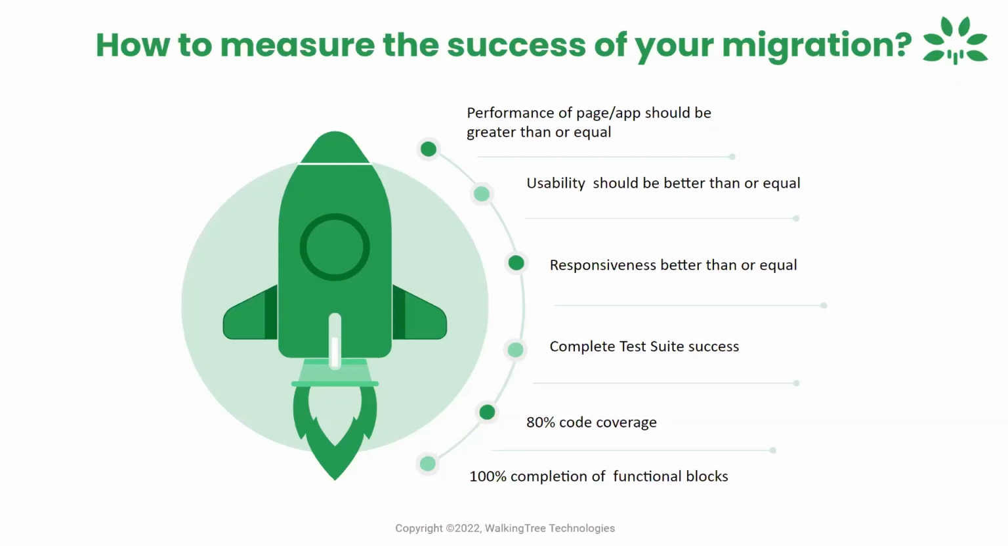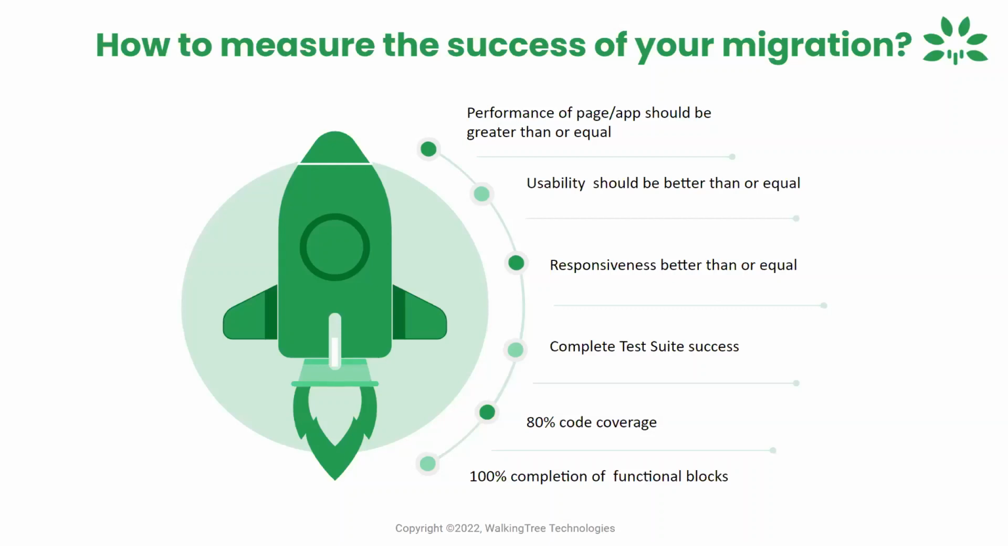It needs to support responsiveness, from desktop to mobile browsers, scaling up to the mark. And the complete test suite should be ready and executed perfectly with 100% functional blocks. Whatever functionality the existing system offers, all those functional blocks need to be executed perfectly with these test suites. And 80% code coverage is the minimum industry expectation. In WalkingTree, we have achieved 90% also.